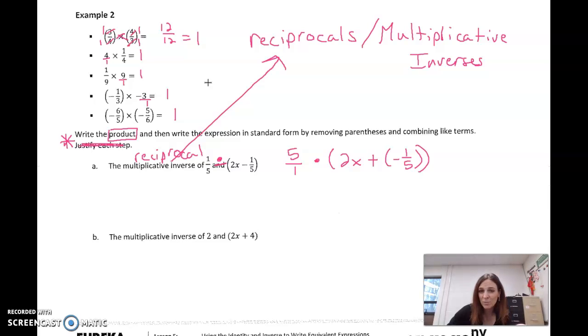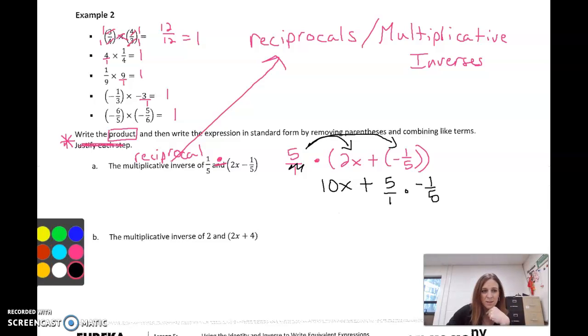Well, this is being multiplied, right? So remember, it's the distributive property. We're going to multiply 2x by 5. What's 5 times 2x? Plus sign. It's really nice. We change things to addition. We're going to go 5 times a negative 1/5. 5, or 5 over 1, times a negative 1/5.